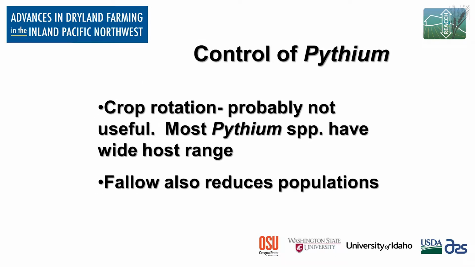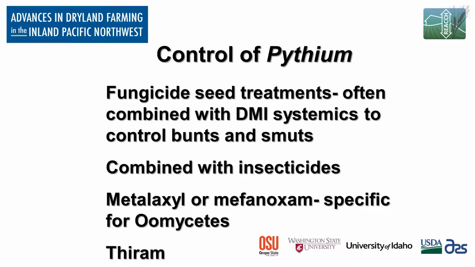Crop rotation, probably not very useful because Pythium species tend to have wide host ranges. So they can attack not only wheat, but all the other rotation crops. So crop rotation is not really effective, although we have found that fallow will reduce the populations, but not completely eliminate it. So that ends up with probably the best way of controlling this disease, and that's with fungicide seed treatments.